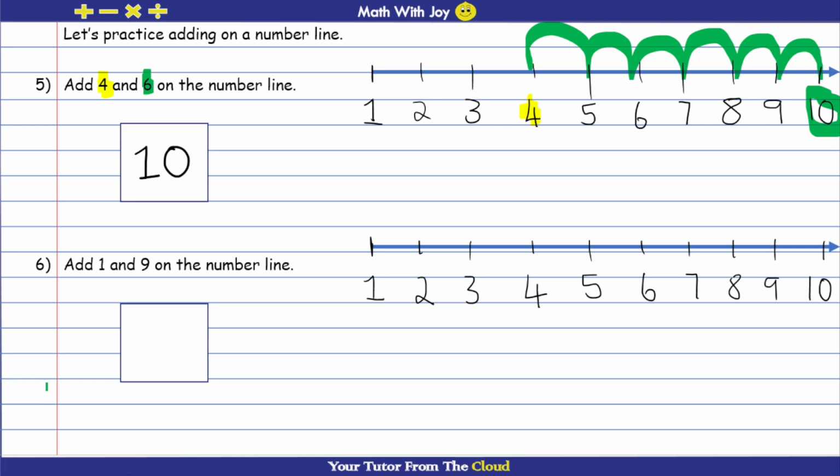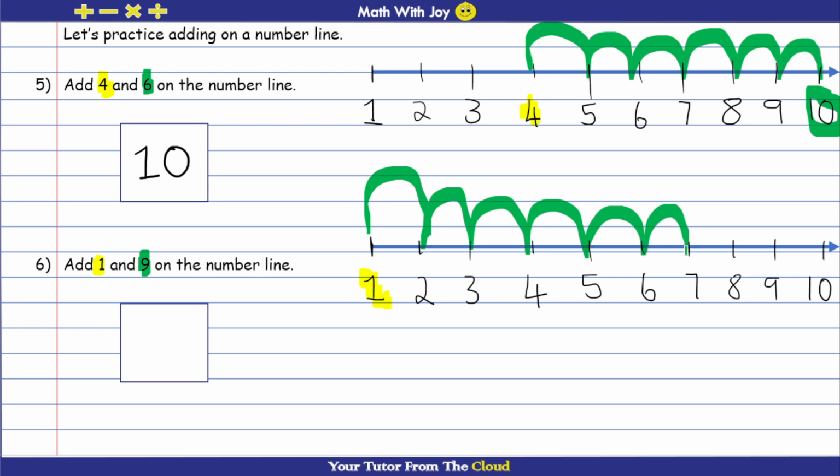Now let's try with the 9 and the 1. So if you add 1, so this is 1 and 9, meaning that now because of the 9, I need to move 9 spaces. So let's go. 1, 2, 3, 4, 5, 6, 7, 8, 9. And that's how you get that 9 and 1 are going to give us 10.